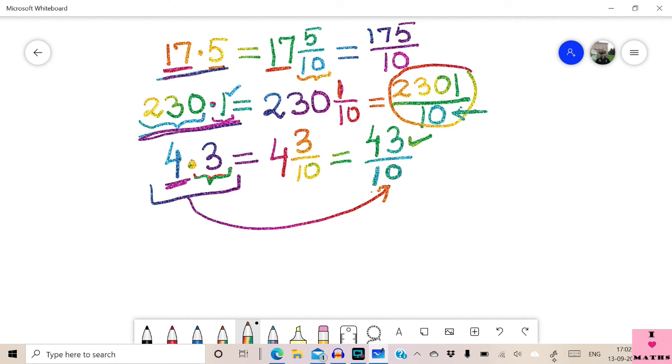Here also, if you see, we have removed the decimal, and in the denominator, we have written 10. Why have we written 10? Because only the 10th place digit is there. So this is how we change a decimal to a fraction. Please pick up a few examples and change, and you will get very, very familiar with this.